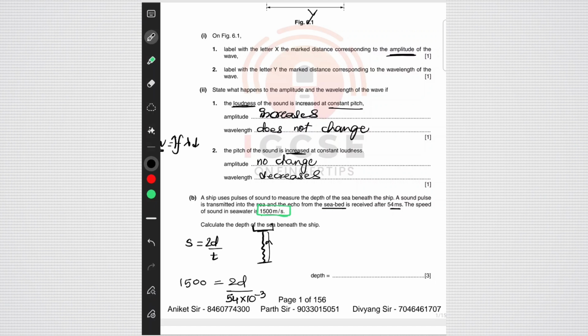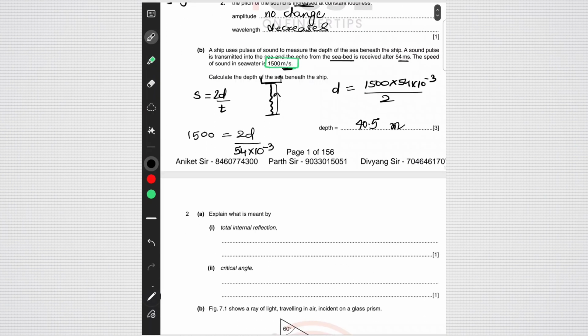To solve this question, what would you do? You would make d the subject of formula. So d is equal to 1500 multiplied by 54 multiplied by 10 to the power minus 3, and the whole thing divided by 2. If you do that in your calculator, you will find that the answer is 40.5. Units are not specified, so you are supposed to write the units as meter, because speed is in meters per second, the depth will be in meter.